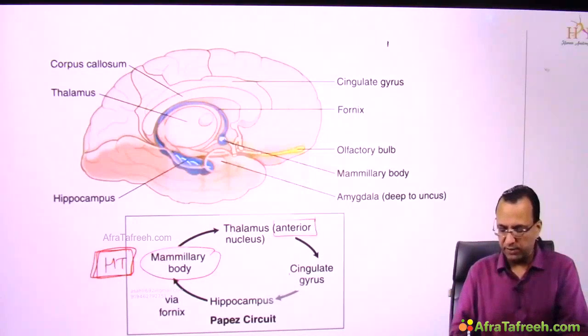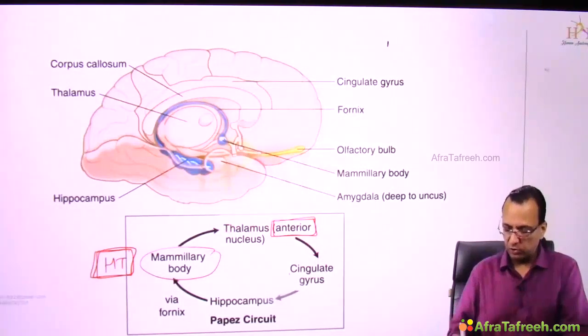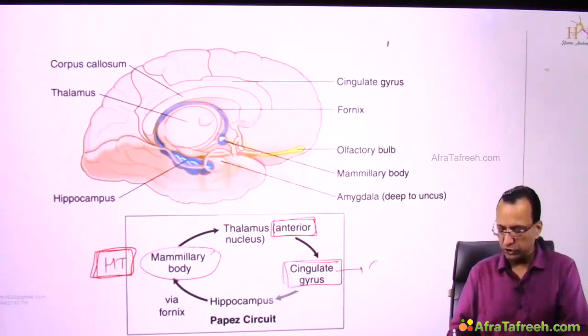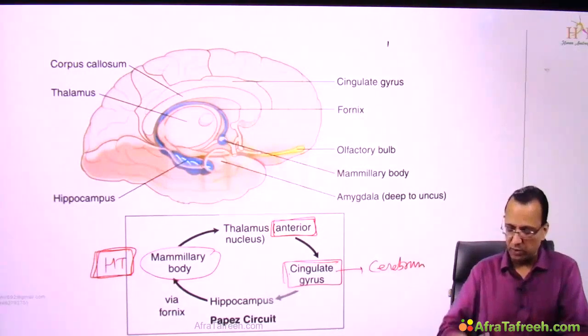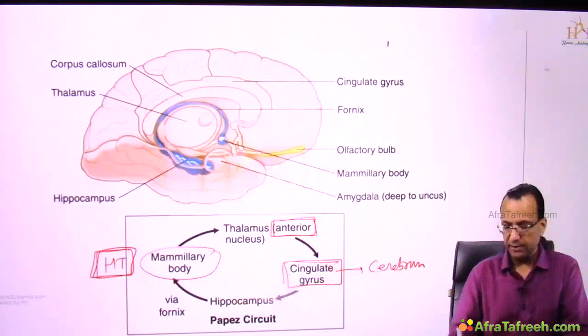And from the anterior nucleus of thalamus, where is it going? To the cerebrum. Which part of cerebrum is it going to? To the cingulate gyrus. And from there, where is it going? It is a circuit. It has to complete. It will come back to the hippocampus. Where is cingulate gyrus? Here, cingulate gyrus. This is cingulate gyrus.